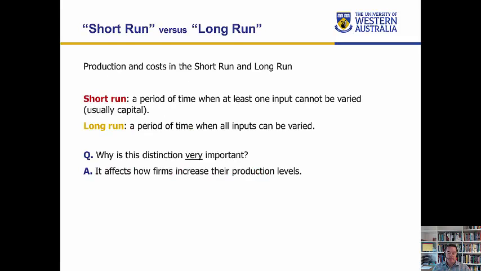Okay. So that concept of economic profit, that'll become very important when we start looking at the cost curve. So we will come back to that concept of economic profit. But now there's an equally important concept that we have to understand, and that is the distinction between the short run and the long run in economics. The short run is a period of time when at least one input cannot be varied, and we normally refer to that as capital. And the long run is a period of time when all inputs can be varied.